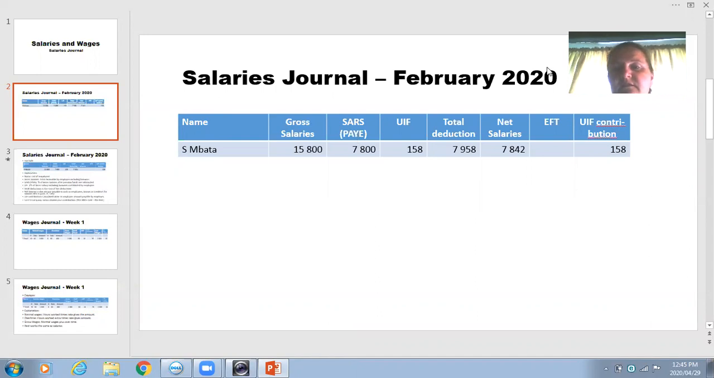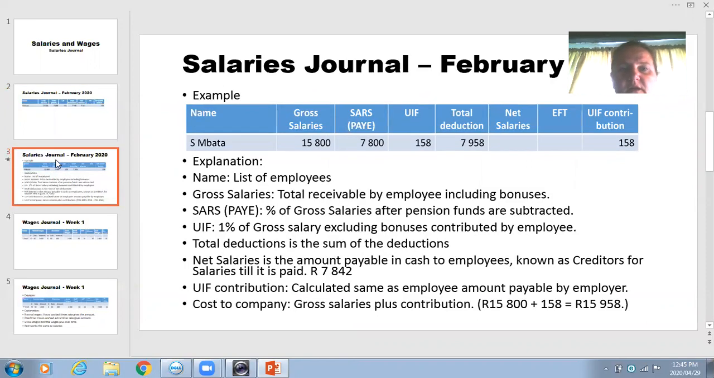Right, so this is an example where I've got my salaries journal, I've got it for a specific month, and then obviously for a specific person. So my who, my what, and my when is clear. I'm going to go and unpack the different components of it now. So we've got a list of the employees' names, so the name and the surname of the individual will be there. The gross salary that the person is entitled to, this is the amount that was negotiated prior to deduction. So this amount will include deductions.